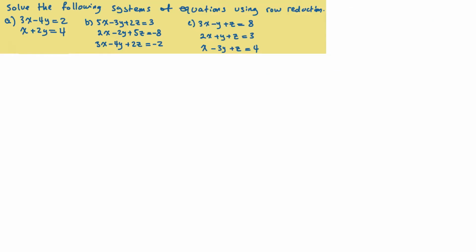For the practice questions, you were asked to solve the following system of equations using row reduction. First one is a 2 by 2 system, so we get two equations and two unknowns. So let's try that one out.